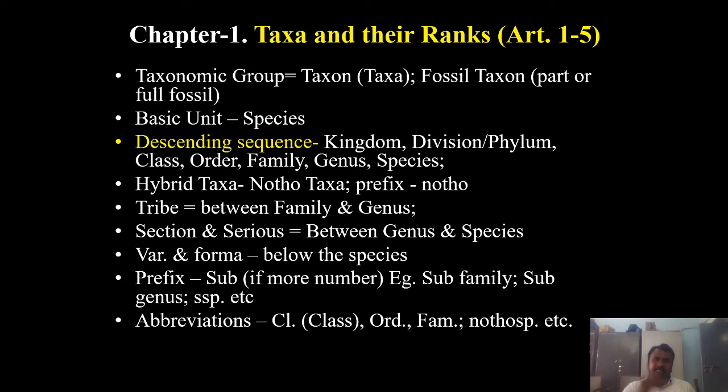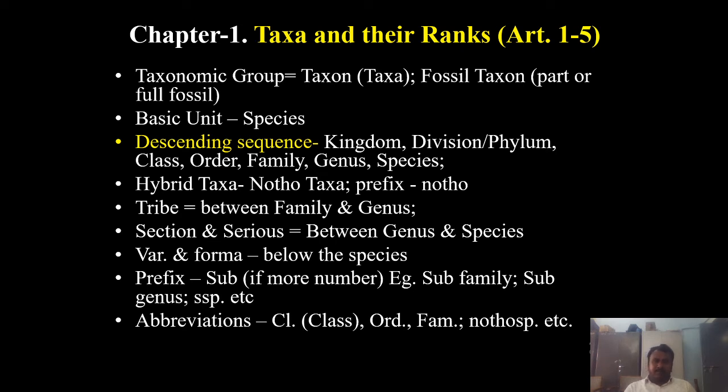If we take the descending order or sequence of the hierarchy of the taxa of plant taxonomy, the first is kingdom, followed by division or phylum, followed by class, order, family, genus, and then species. And there are infrageneric species also. The hybrid taxa are known as nototaxa. That means the prefix noto will be added before the name of the hybrid.